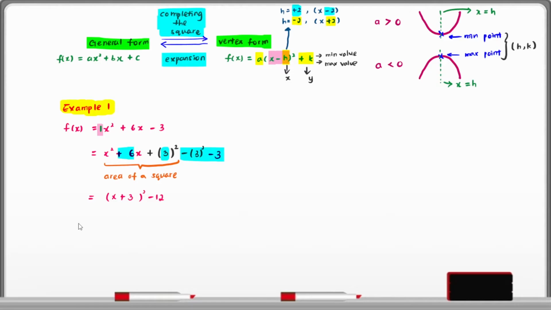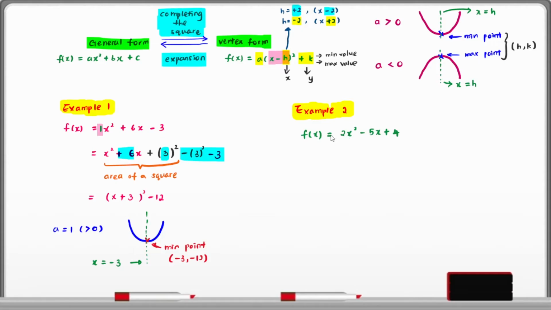Now, from the information in the vertex form, a, which is equal to 1, is greater than 0. So this is the shape of the graph that you're going to get. Here is the minimum point, with the coordinates of -3, -12. The axis of symmetry is going to pass through the minimum point, and the equation of the axis of symmetry will be x equal to -3.